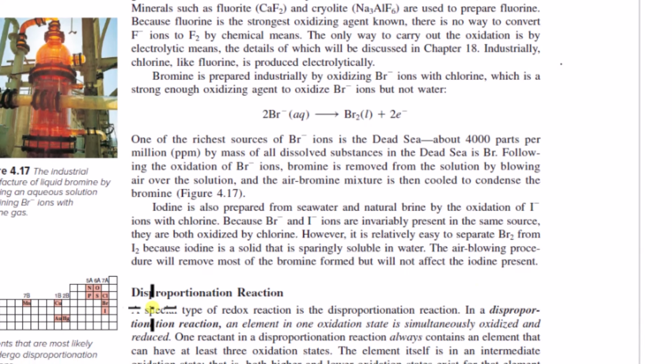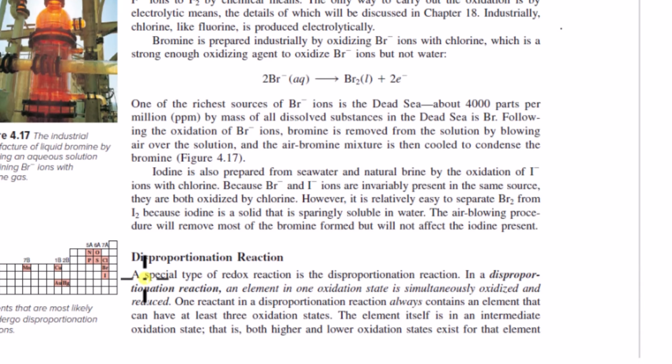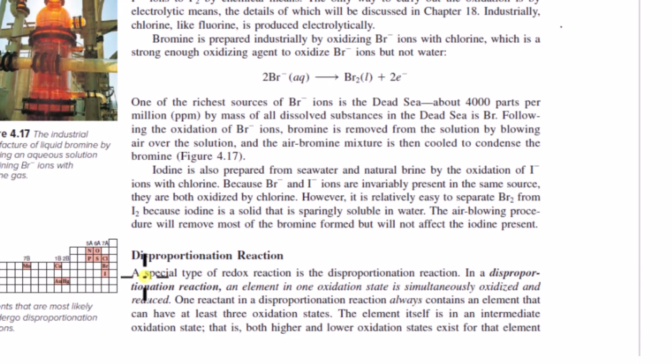Interesting. Okay, now the last type of oxidation-reduction reaction, we had combination, decomposition, single displacement. We just finished with single displacement. Now we want to look at disproportionation reactions. A special type of redox reaction is the disproportionation reaction. In a disproportionation reaction, an element in one oxidation state is simultaneously oxidized and reduced. One reactant in a disproportionation reaction always contains an element that can have at least 3 oxidation states. The element itself is in an intermediate oxidation state on the reactant side.